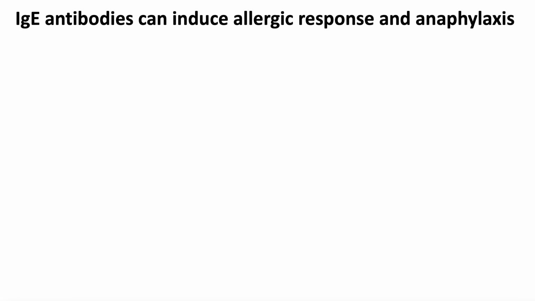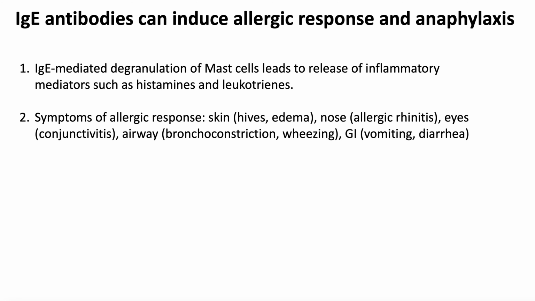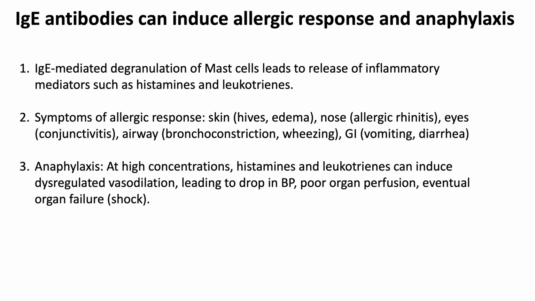Lastly, I just want to mention that there are certain types of allergic responses that can be severe in transfusion reactions called anaphylaxis, and these can be induced by IgE antibodies. IgE mediates mast cell degranulation and release of histamines and leukotrienes, which leads to the symptoms of the allergic response. But in cases where these histamines and leukotrienes are present at really high levels, this can lead to dysregulated vasodilation, drop in blood pressure, poor organ perfusion, and eventual organ failure. And so this is a form of shock. And so if this occurs to blood products, then you can imagine anaphylaxis being induced following transfusion.